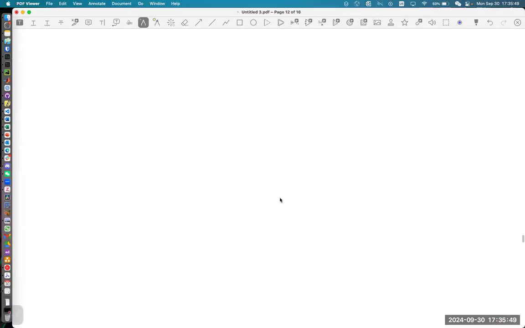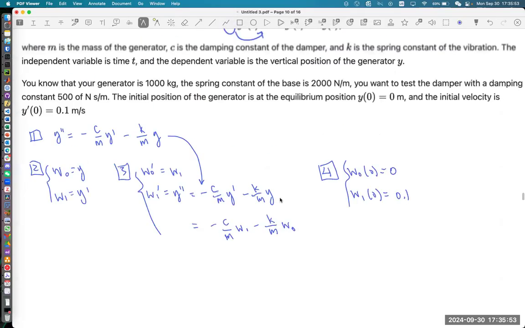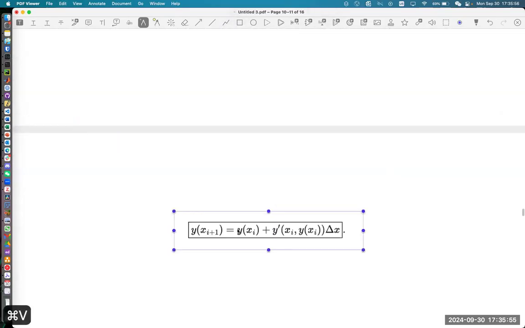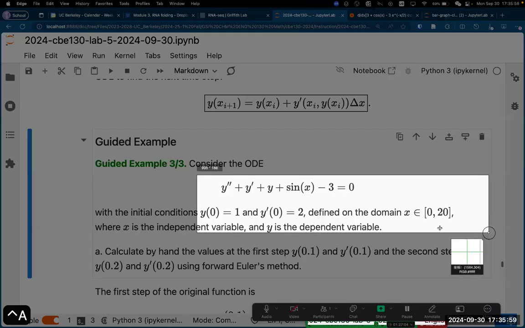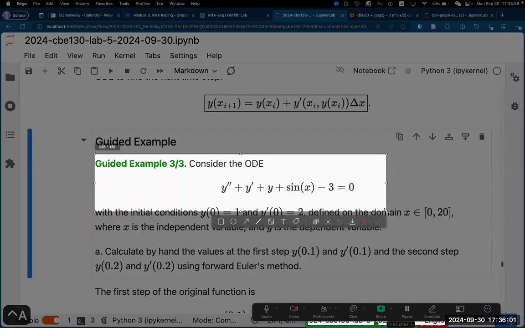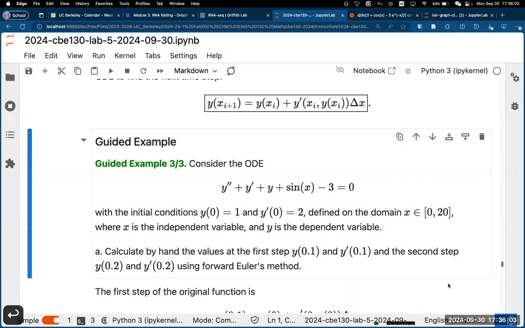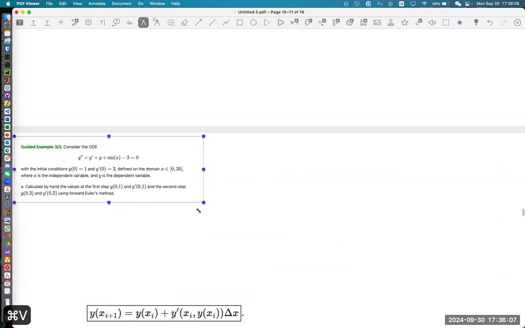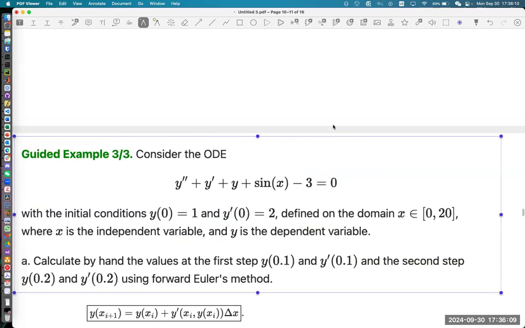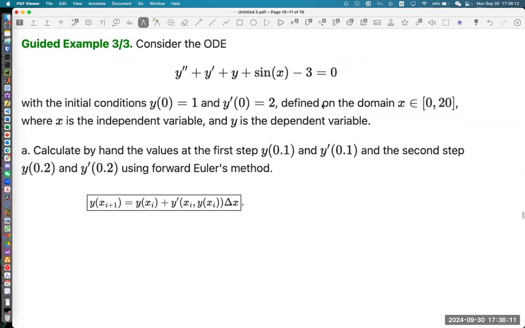Okay, let's do that. Okay, so we have this ODE and we have the forward Euler method.